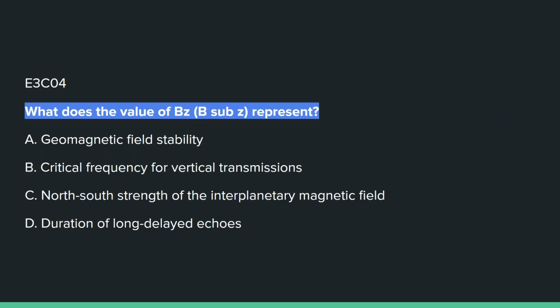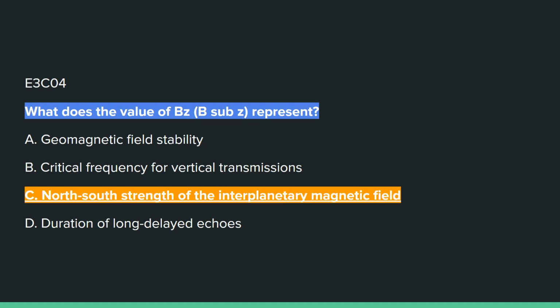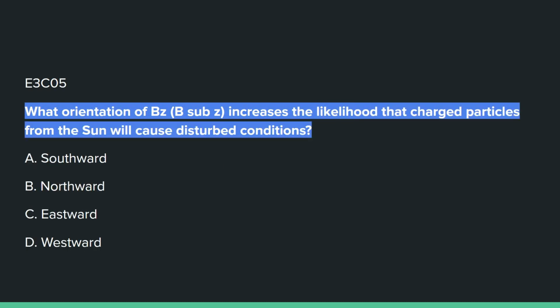E3C04, what does the value of BZ, B sub Z, represent? C, north-south strength of the interplanetary magnetic field. E3C05, what orientation of B sub Z increases the likelihood that charged particles from the sun will cause disturbed conditions? A, southward.